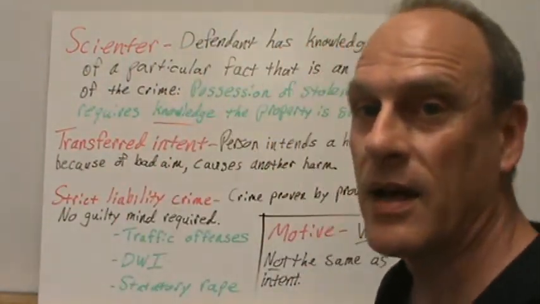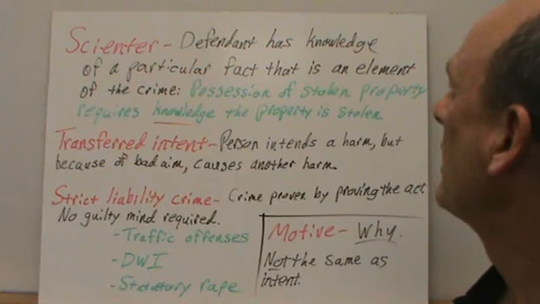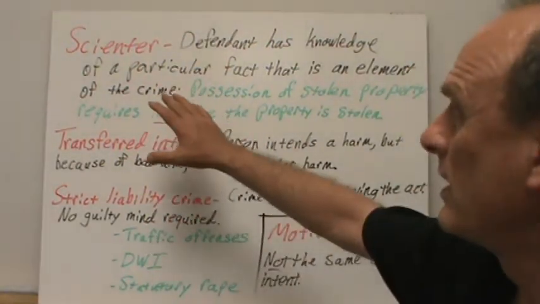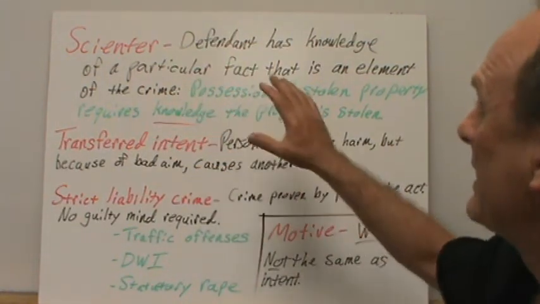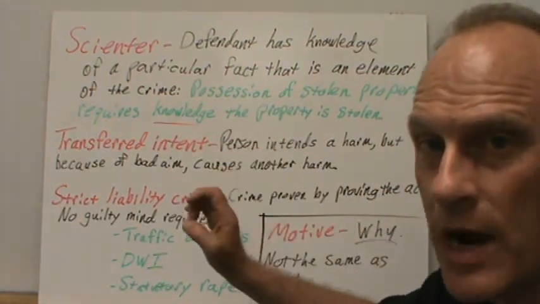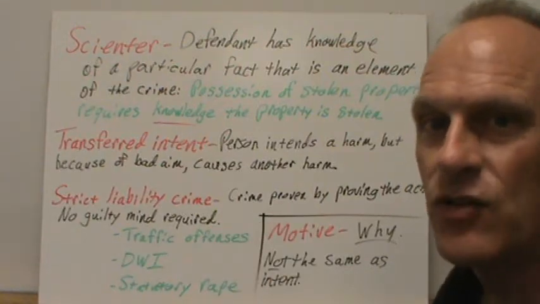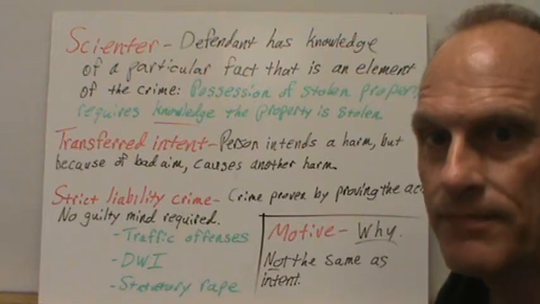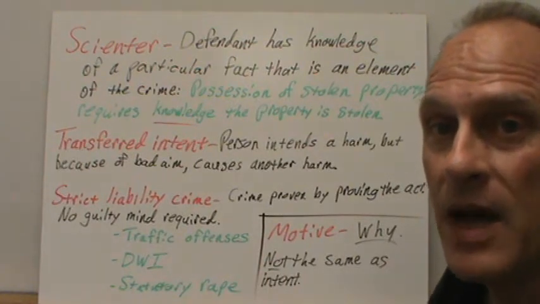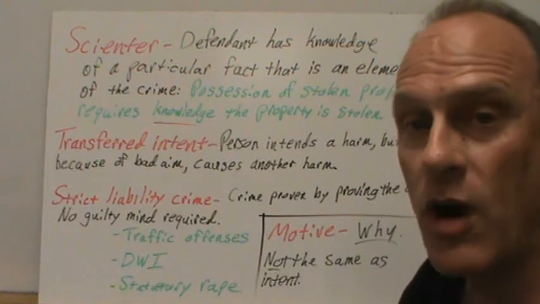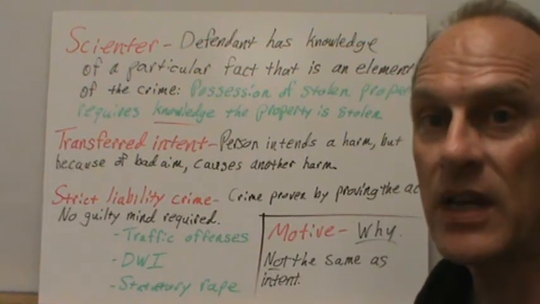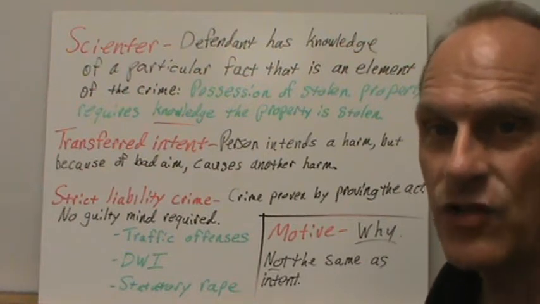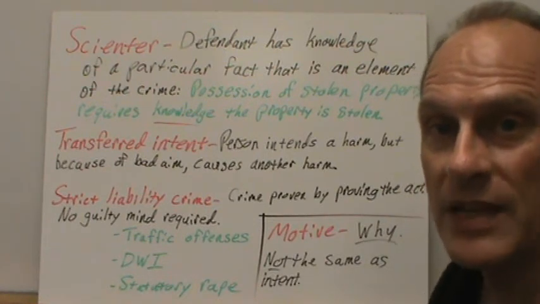Now, several concepts dealing with mens rea. The first one is what we call scienter. And that is the requirement that the defendant have knowledge of a particular fact that is an element of the crime. So an example would be if the person is charged with receiving or possessing stolen property, well, that person has to have knowledge that the property was indeed stolen.